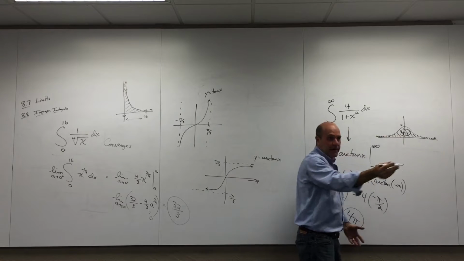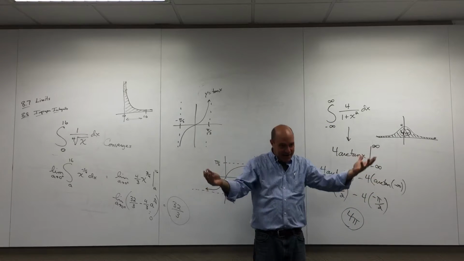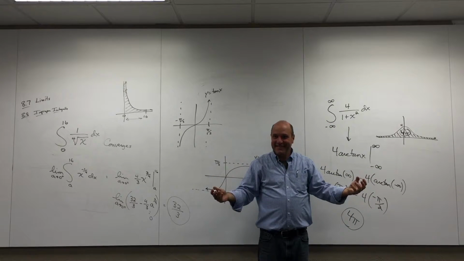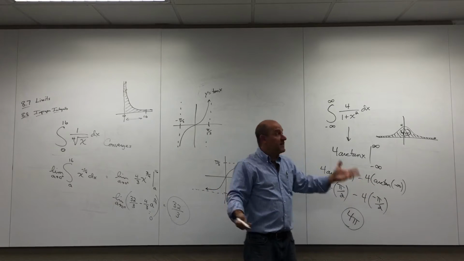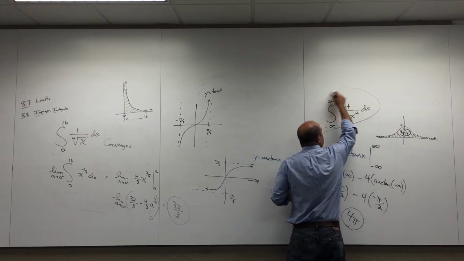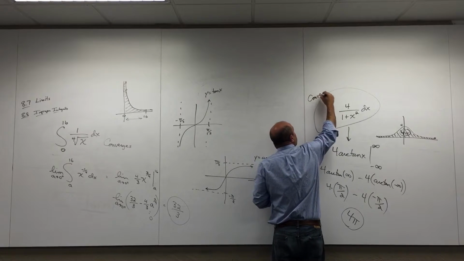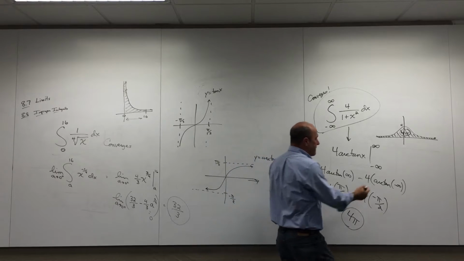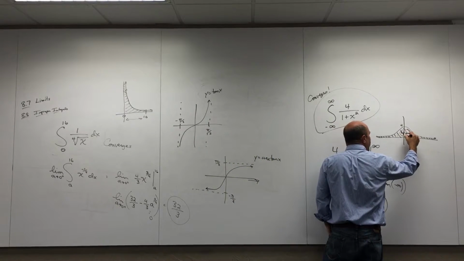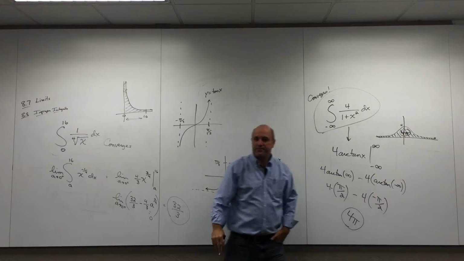This infinite area is not infinite, it's finite, and it converges, and the area is 4 pi. The integral converges. This is a famous integral that converges, and it has a finite amount of area. The area is 4 pi. Cool, huh? I mean, I think it's cool.